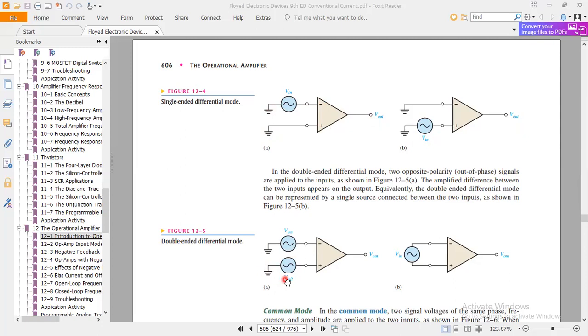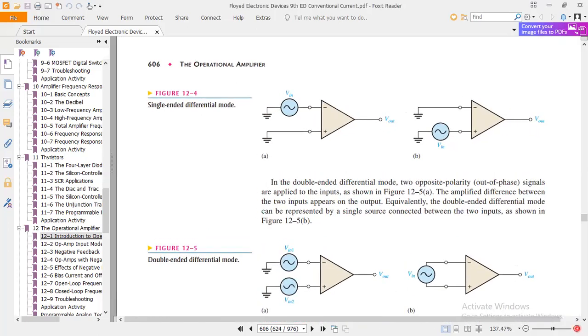Now in the double-ended differential mode we have to provide two categories of signals, and both the signals should be out of phase AC signals. You can see, hopefully the screen is clear to you, but I have to zoom in more.